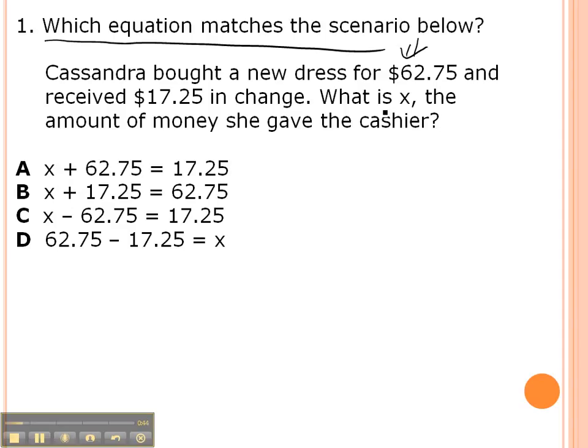Cassandra has some amount of money, it's unknown, X, and she pays for a dress. So she hands the cashier X amount of money, and he subtracts the price of the dress, because if she's paying for the dress, he's going to take out that amount from the amount she gave him. So X minus $62.75 would equal the change she would get back. So the difference between what she handed him and the price of the dress, which is $17.25. And looking at the answer choices, that's answer choice C.